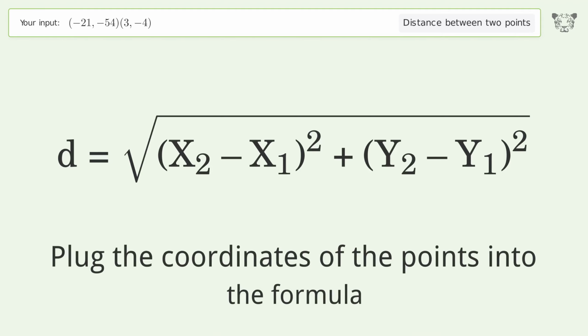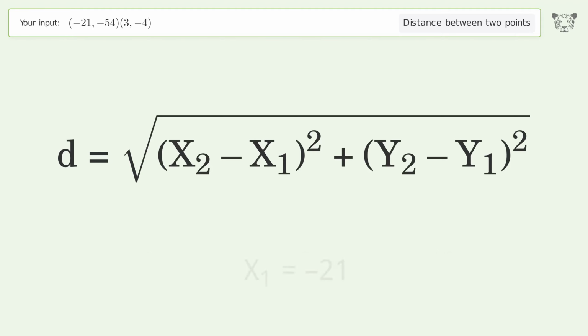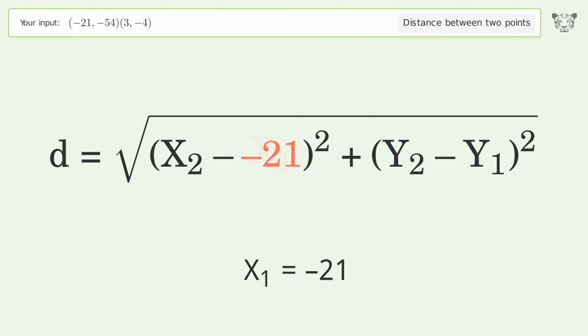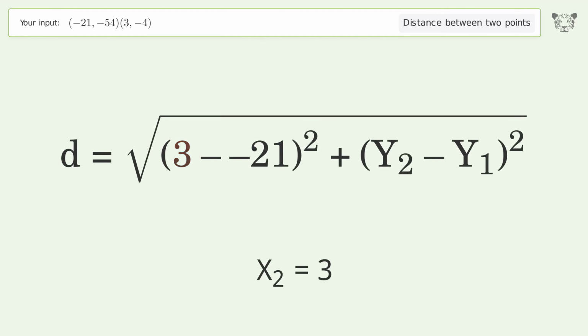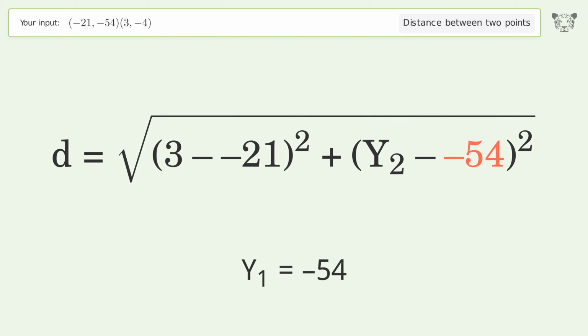Plug the coordinates of the points into the formula. x1 equals -21. x2 equals 3. y1 equals -54. y2 equals -4.